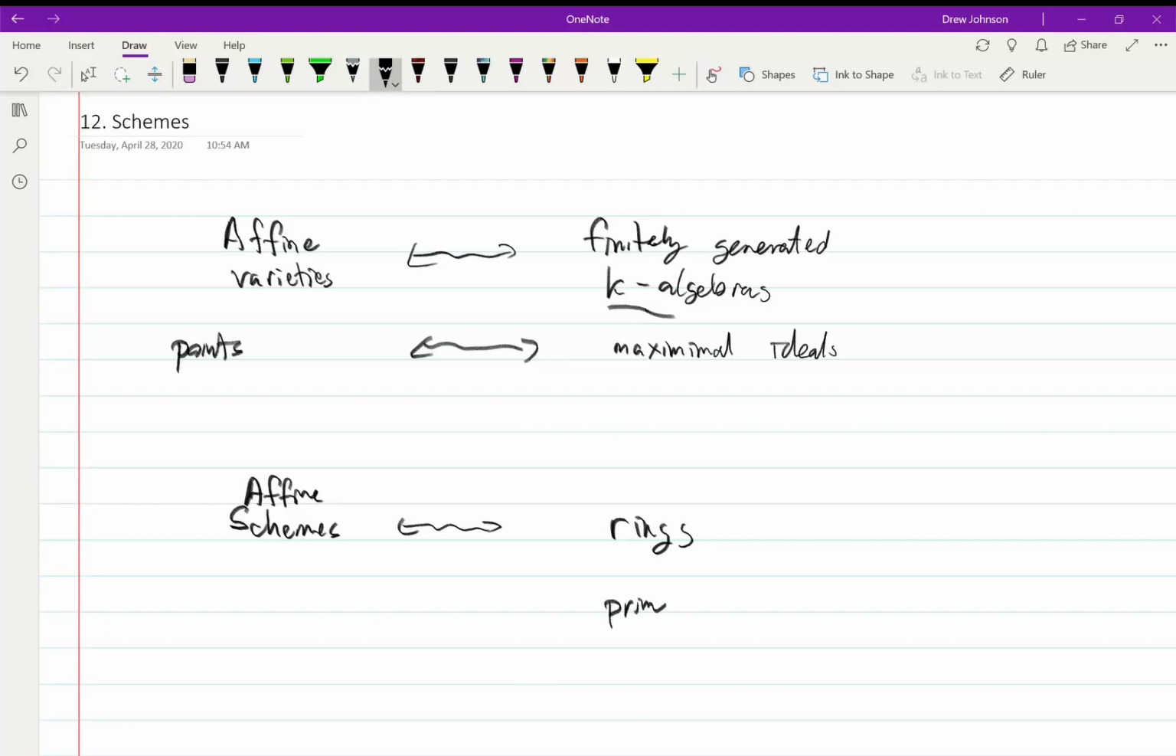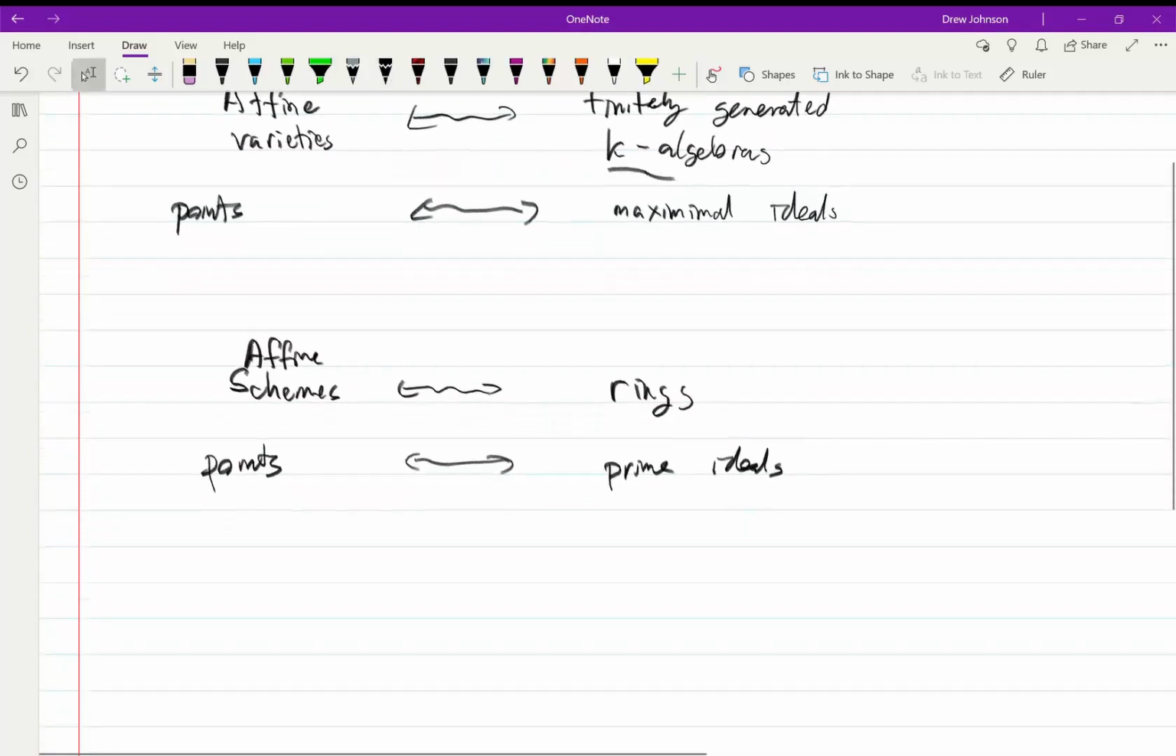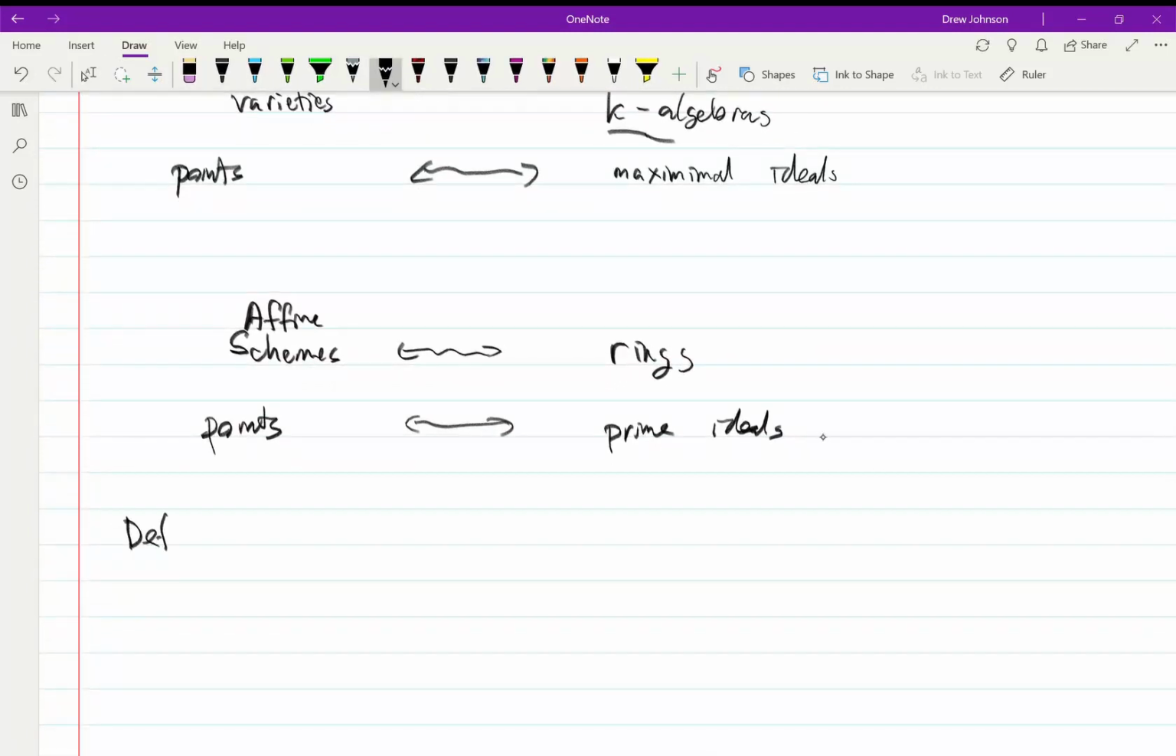Now, in the case of schemes, we're going to extend that a little bit. We're going to let prime ideals correspond to points. Okay, and we'll talk about the sort of consequences of that as we go. But this is sort of the idea and what the difference is going to be. All right, so let's go ahead and make that our definition.